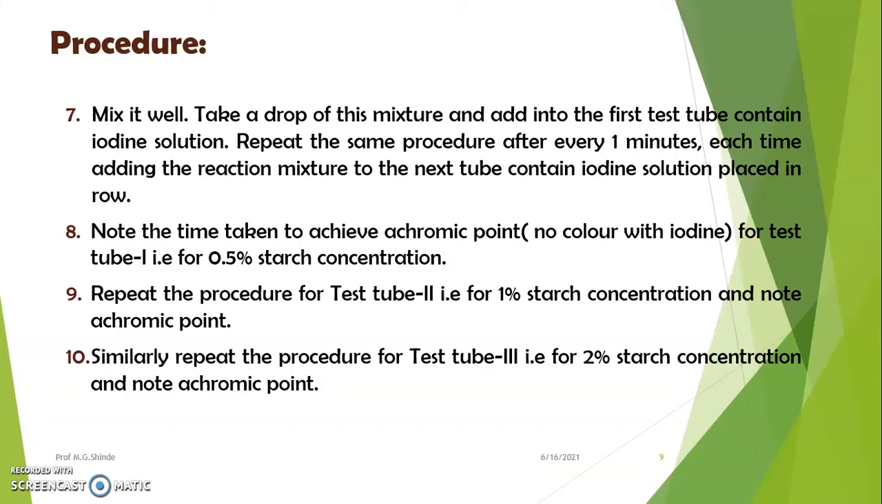Repeat the same procedure after every 1 minute, each time adding the reaction mixture to the next tube containing iodine solution, placed in the row. Note the time taken to achieve the achromic point, no color with the iodine, for test tube 1, that is, for 0.5% starch solution.